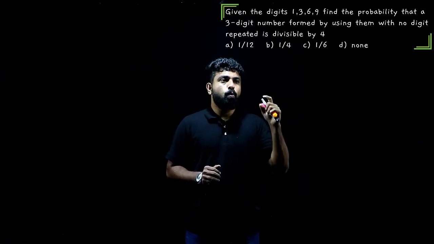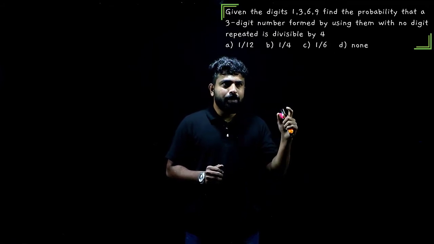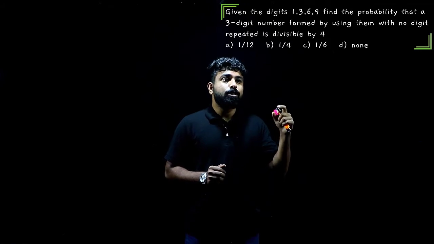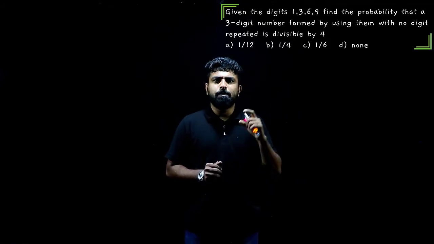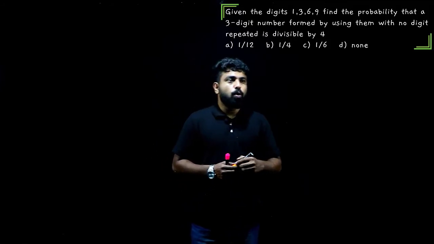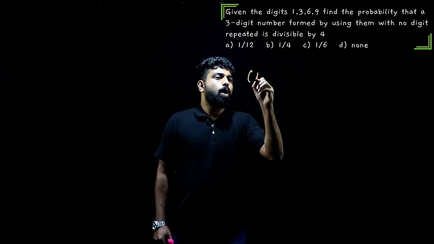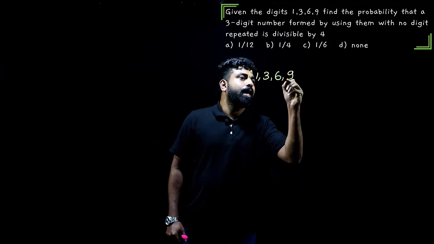Let us move on to our next problem here. What does it say? Given the digits 1, 3, 6, 9, find the probability that a 3-digit number formed by using them with no digit repeated is divisible by 4. It's a blend of probability and permutation and combination here. So what have they given us? Given us the digits which are 1, 3, 6 and 9.